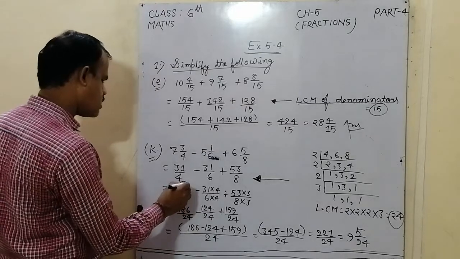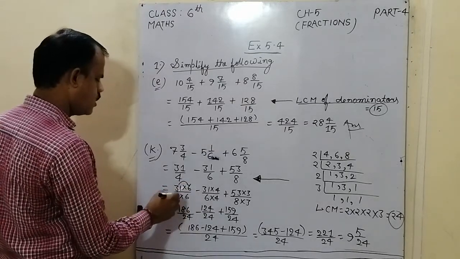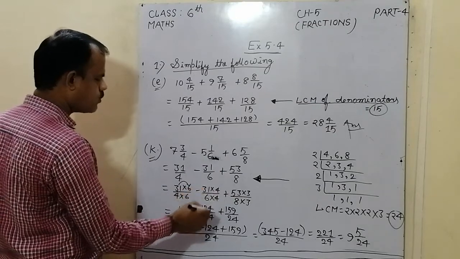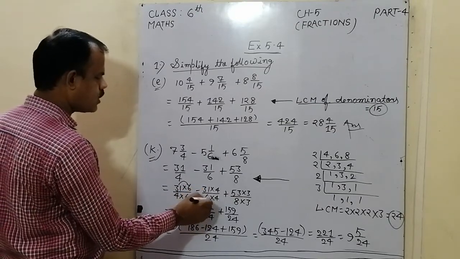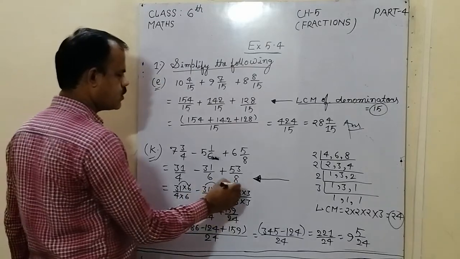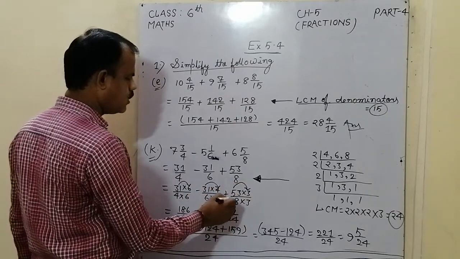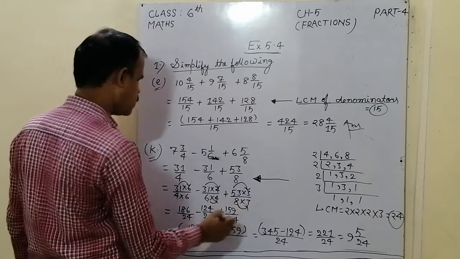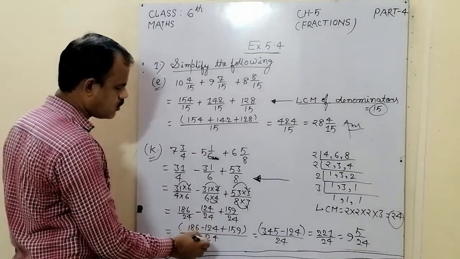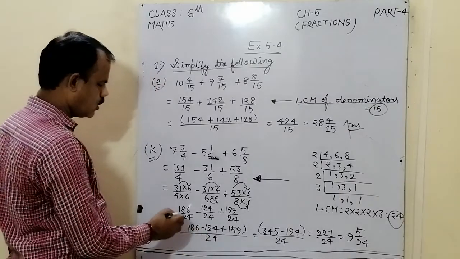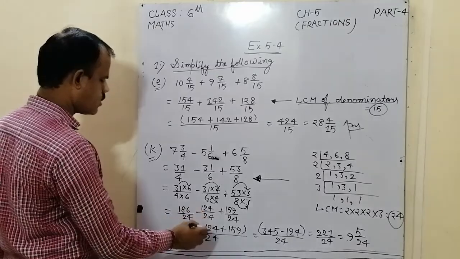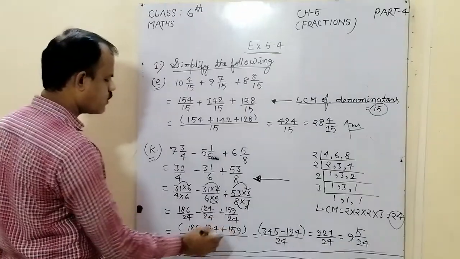Now 31 sixes are 186 and 4 sixes are 24, minus 31 fours are 124, 6 fours are 24, plus 53 threes are 159 upon 8 threes are 24. Now it becomes like fractions. Take the LCM of the denominators, that is 24. Now write in the numerator place 186 minus 124 plus 159.